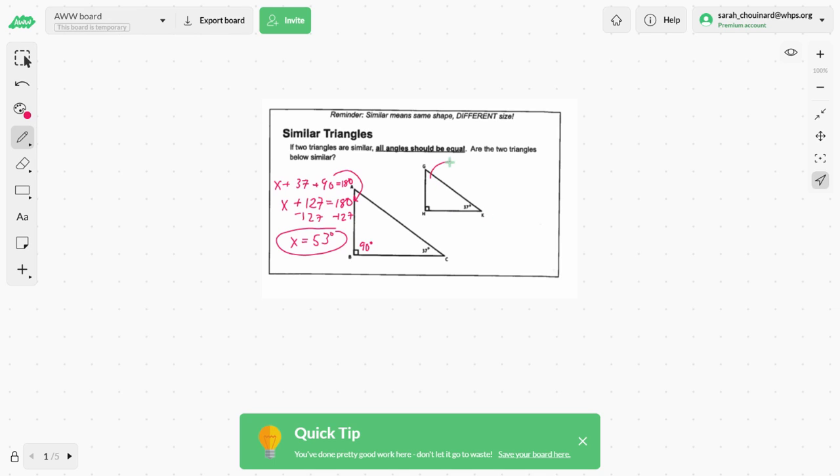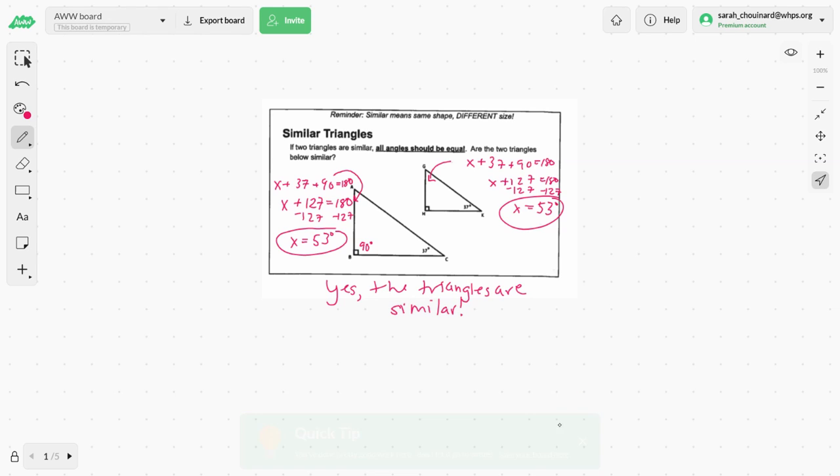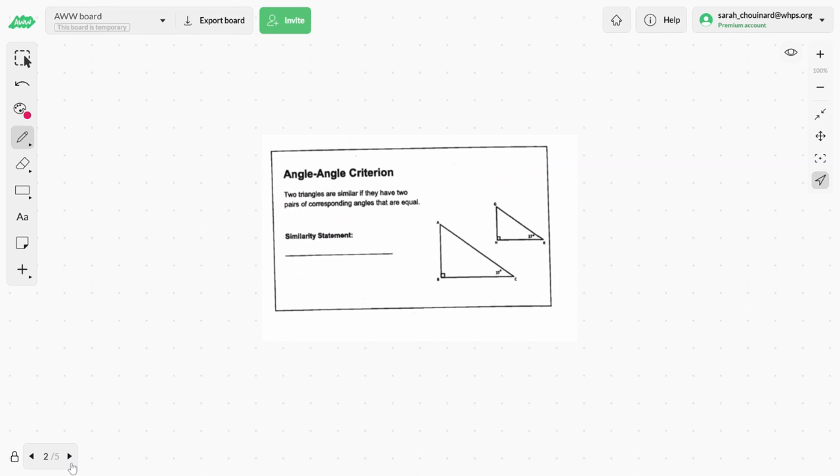And you'll notice to find G, we're going to do pretty much the same thing. x plus 37 plus 90 equals 180. So you can see very quickly that angle G is going to be the same measurement as angle A. Angle G is also 53 degrees. So yes, the triangles are similar, since all of the angles have the same measurement.